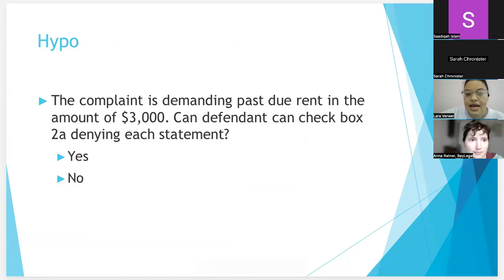Now we'll go into the hypo. The complaint is demanding past due rent in the amount of $3,000. Can the defendant check box 2A denying each statement? This is just that general denial. Can they check that box 2A and move on to the next part of filling out the answer? If the hypo is not working, please feel free to type your answers into the chat. So yes or no.